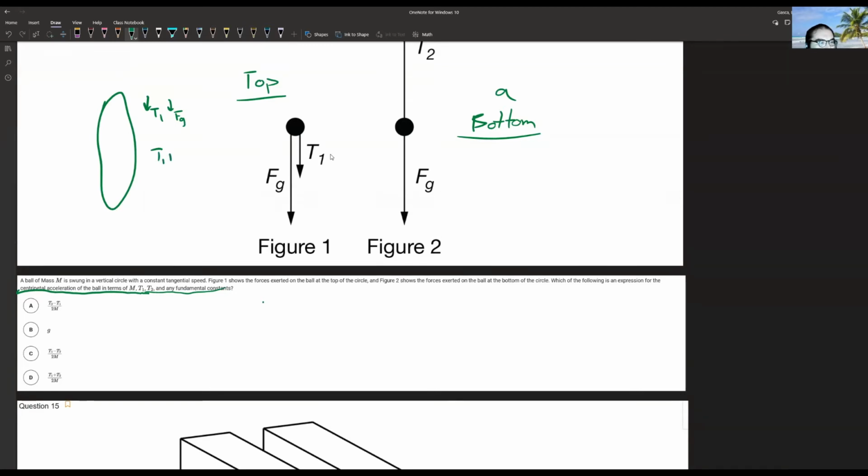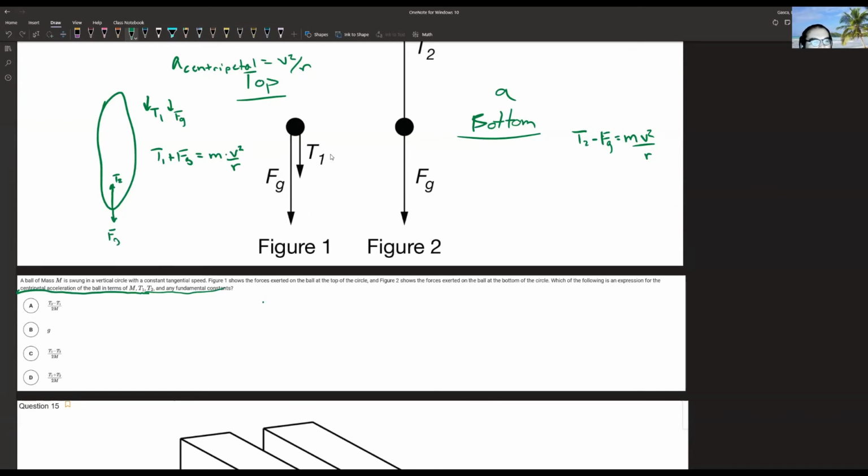So this becomes T1 plus the force due to gravity equals m times a. And when we move around in a circle, the acceleration is redubbed the centripetal acceleration, v squared over r. Okay, so that's this guy. When we're at the bottom, we're going to have T2 pointing towards the center. We're going to have the force due to gravity acting down. And so Newton's second law in this scenario is going to be T2 minus the force due to gravity, because it points away from the center of the circle, equals mv squared over r.